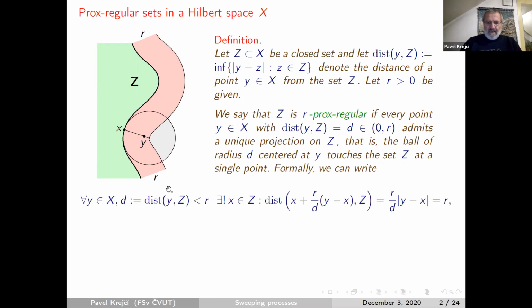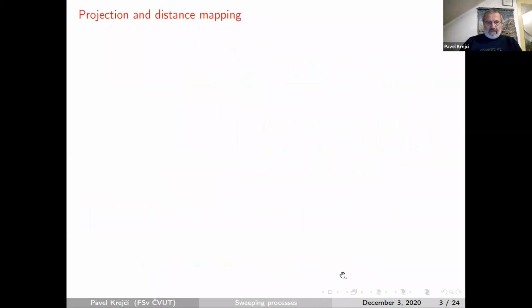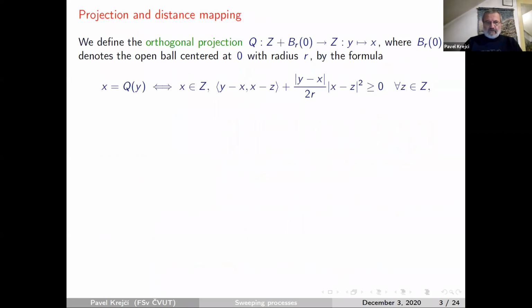And so this is a formal definition, and there exists also a variational definition in terms of a variational inequality. Scalar product y minus x, x minus z, plus the norm of y minus x divided by 2r times x minus z squared greater or equal than 0 for every test element z in the set capital Z. Okay, and so the Prox regular sets are the sets for which we can define projections, at least in the neighborhood of the set.